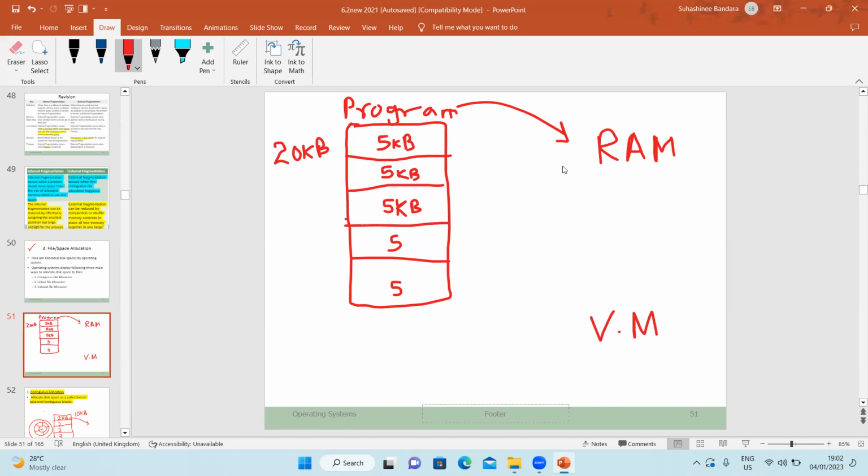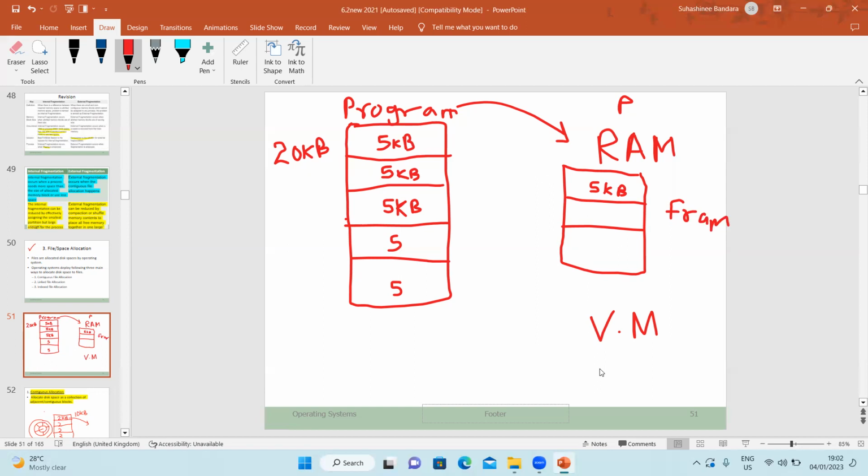Therefore, RAM, which means physical memory, also consists of frames. So a frame is also divided into the same sizes, 5 KB sizes. That is done by the operating system. So the RAM also uses same sizes, which we call a frame.